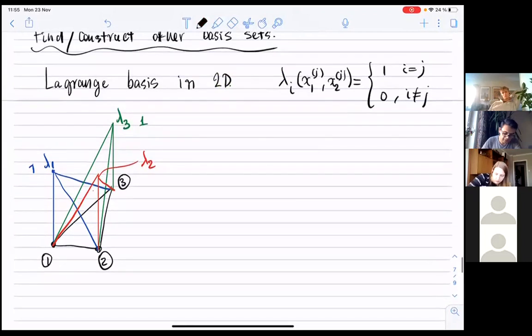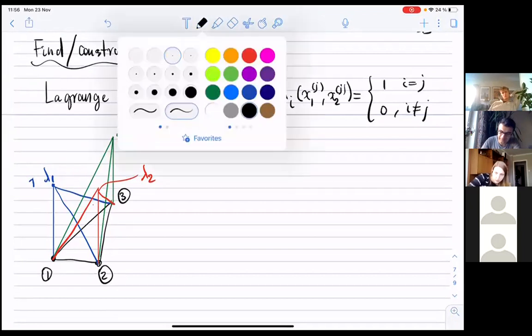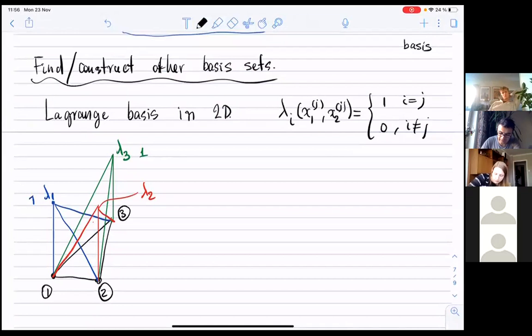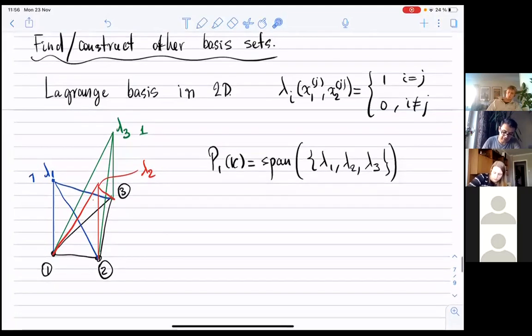So one can show that you can take these basis functions. I don't want to repeat, but it will be exactly the same arguments that we had in 1D. So we can write that P1 of K can be written as a linear combination of all these basis functions, lambda 1, lambda 2, lambda 3. And the good thing with these basis functions is that you see it is 1 in one point, 0 otherwise. So we can actually extend it to the whole domain.